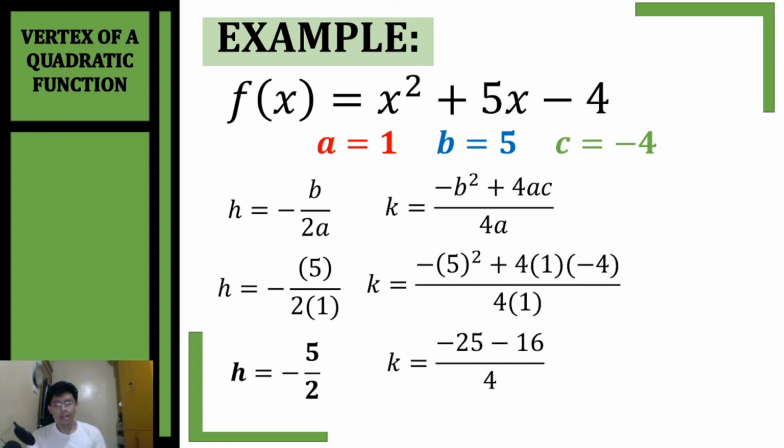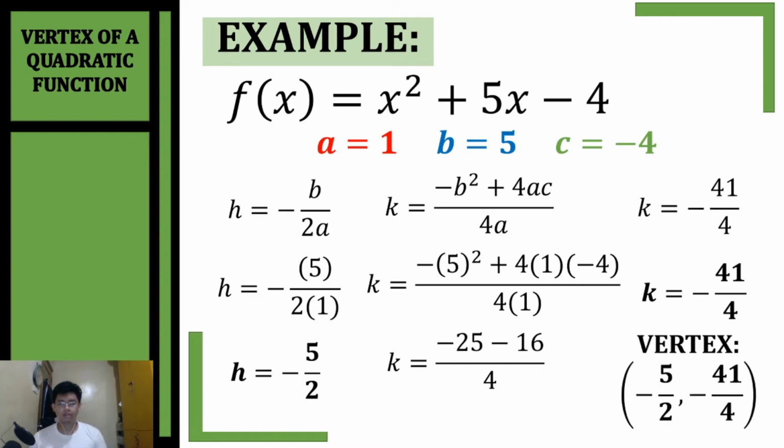Then combine our numerator, we will have negative 41 all over 4. Simplify if possible, and if it is not possible, then just keep it that way. So our y coordinate is equal to negative 41 all over 4. So now our vertex is negative 5 over 2 and negative 41 over 4.